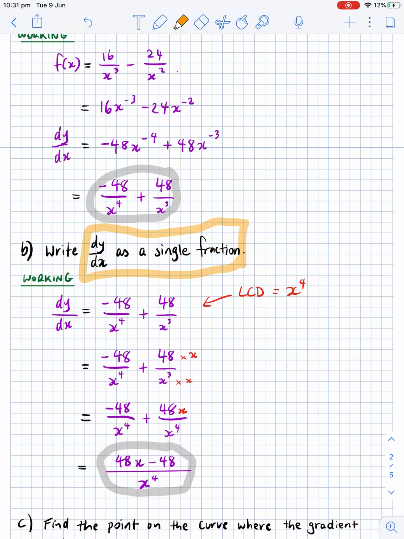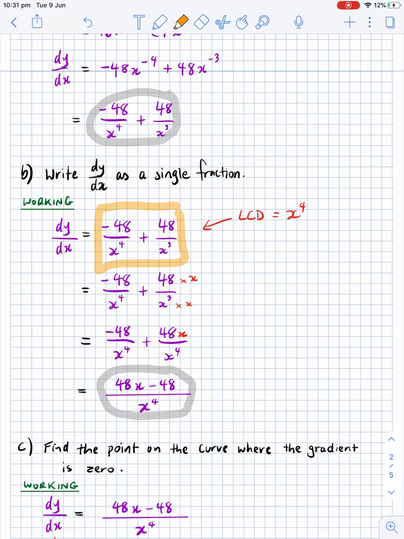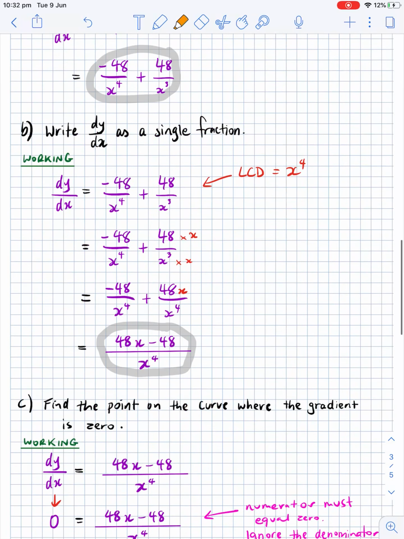Next, we want to write that derivative as a single fraction. We want to combine these two fractions to make one fraction. We have to add these together, so we make a lowest common denominator between these two. The idea is we want to make these denominators the same. So if we multiply top and bottom of this one by x, that will allow us to have a denominator of x to the power of 4. That's going to be our lowest common denominator.